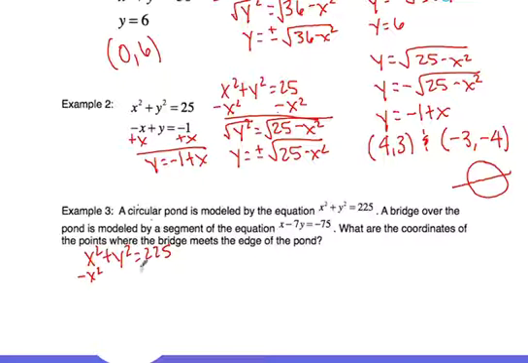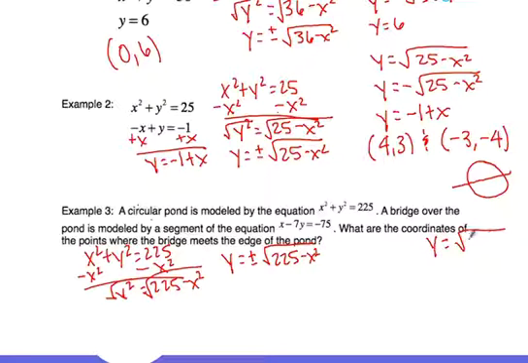So you're going to subtract x squared on both sides. So that means you're going to end up with y squared equals 225 minus x squared. Square root both sides. So you're going to end up with y equals plus and minus the square root of 225 minus x squared, which means that you're going to have two equations, one for the first part of the circle, which is positive square root 225 minus x squared, and one for the second part of the circle, which is y equals negative square root 225 minus x squared.